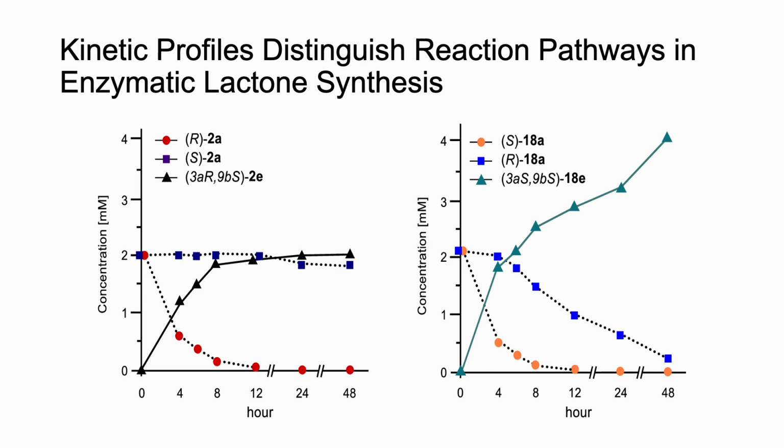And the figure on the right shows another substrate, 18A. In this system, both enantiomers R18 and S18 are consumed simultaneously, and the corresponding products continue to rise. This suggests that both are efficiently converted during the reaction, consistent with the substrate undergoing a rapid keto-enol interconversion process, and thus the reaction follows the DYKT mechanism.